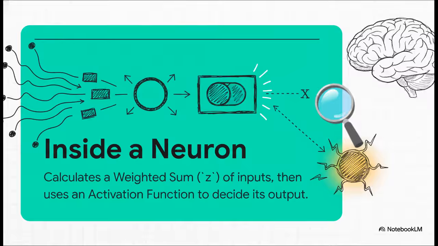Now this z value gets passed to an activation function, which is like a little gatekeeper. A ReLU function, for example, would just output max(0, -3), which is 0. A sigmoid function would take that -3 and squash it into a number really close to 0. That final output is what the neuron decides to say.